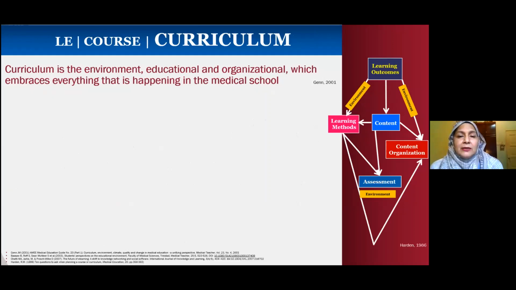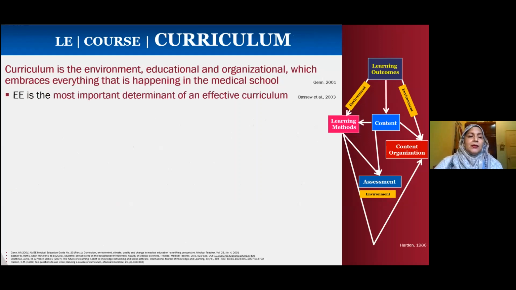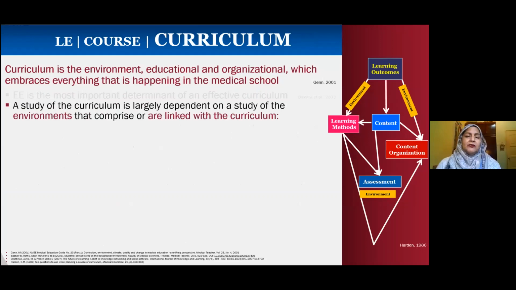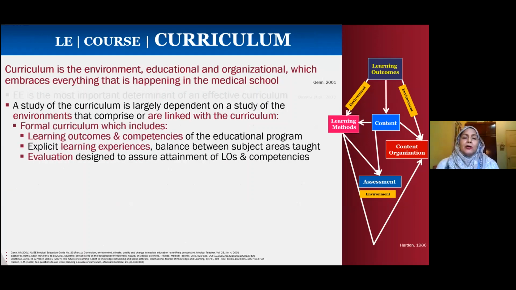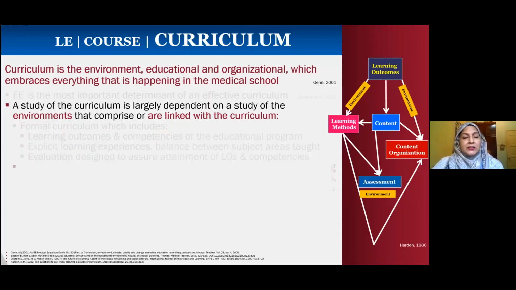The curriculum is an environment, educational and organizational, which embraces everything that is happening in the medical school. The educational environment is the most important determinant of an effective curriculum. A study of the curriculum is largely dependent upon the study of the environment which comprises or is linked with the curriculum. So there are formal curriculums which include the learning outcomes and competencies of the educational program, explicit learning experiences, balance between the subject areas taught, and evaluation designed to assure attainment of the learning outcomes and competencies. This is the formal curriculum that is required to be delivered and mastered by the students.